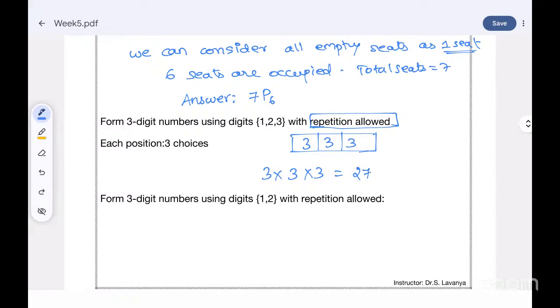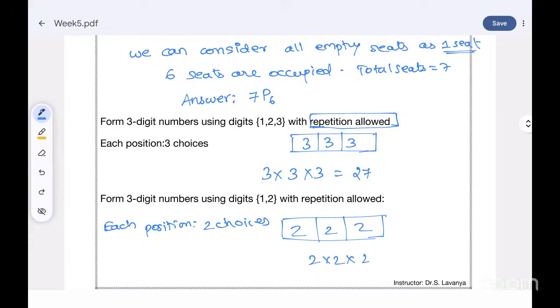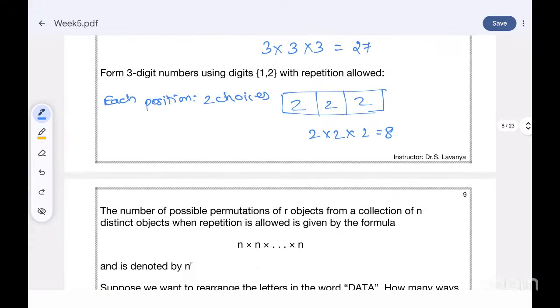Now the same question, just slightly modified. Form 3-digit numbers using digits 1, 2 with repetition allowed. You have again the same 3-digit number, but now you have only 2 choices. So 2 to the power 3. Here each position has only 2 choices. So 2 into 2 into 2, 8. So 8 possible numbers.